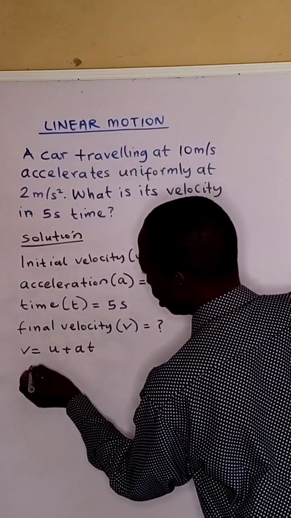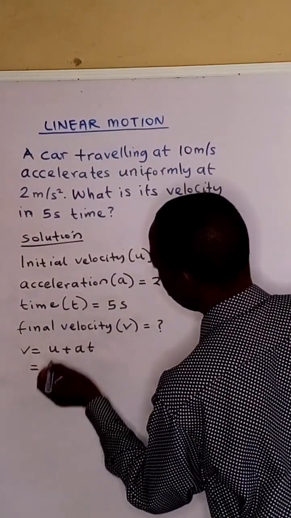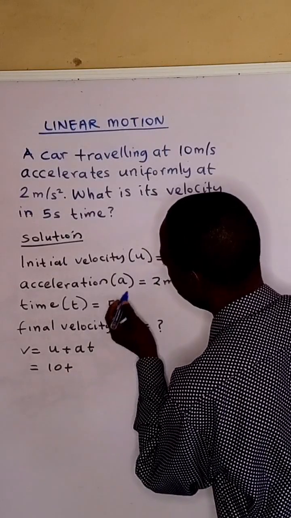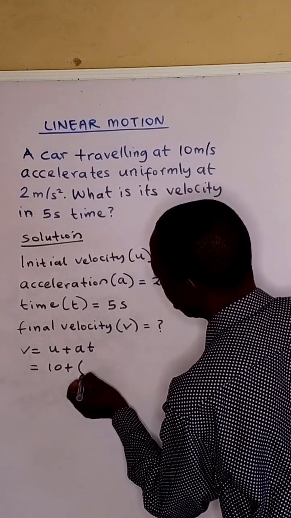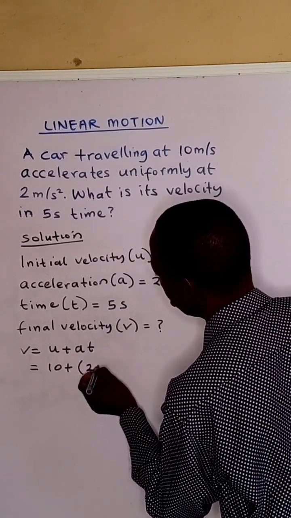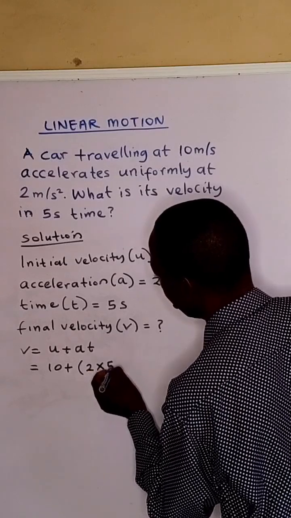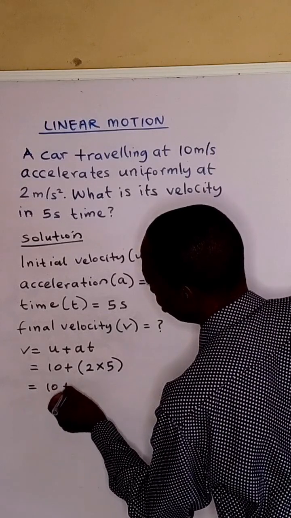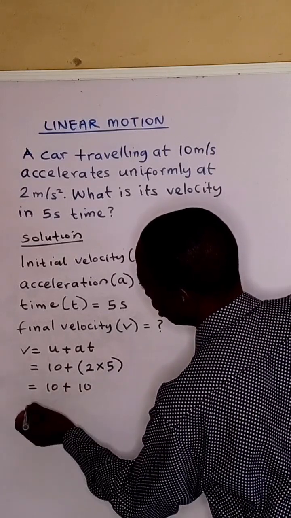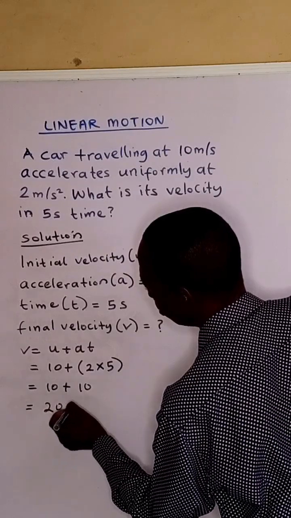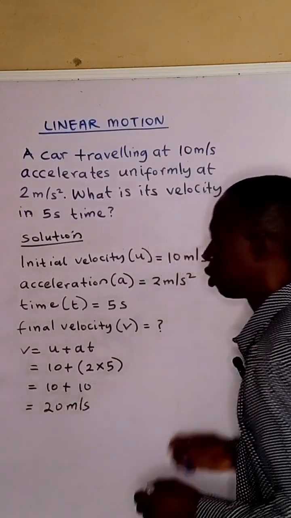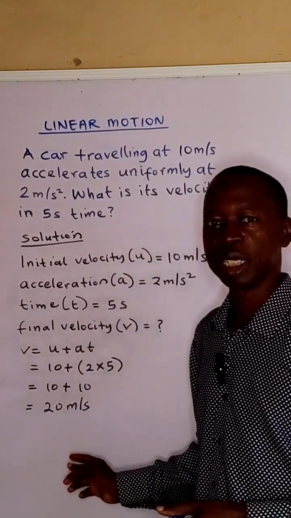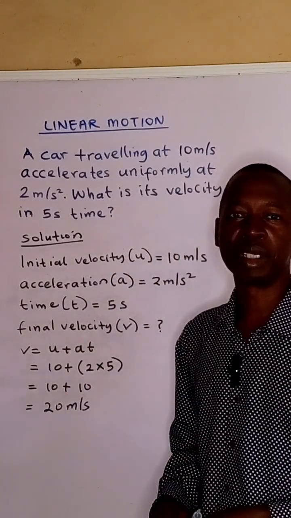So my V in this case now becomes my U, which is 10, plus the product of A, that's open bracket, A is 2, then multiply by T, 5. So that gives me 10 plus 10, and that is 20 meters per second. So the final velocity for this car is 20 meters per second. Thank you.